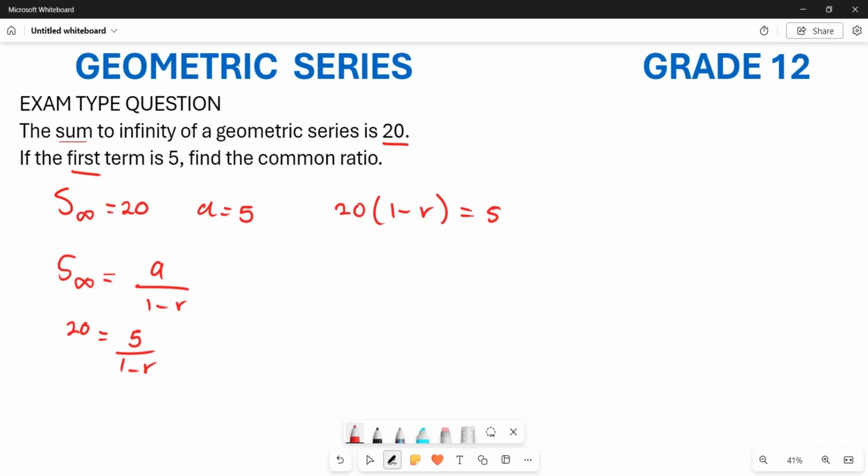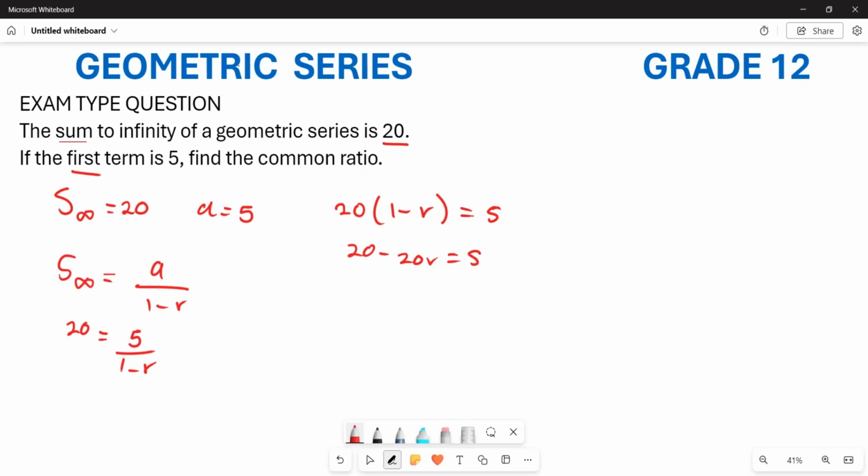And now after doing that, what is it that you're going to do? Can you see that still here, if you want to calculate this, you can multiply here. This is going to be 20 subtract 20r is equal to 5. So basically, that's what you can do.